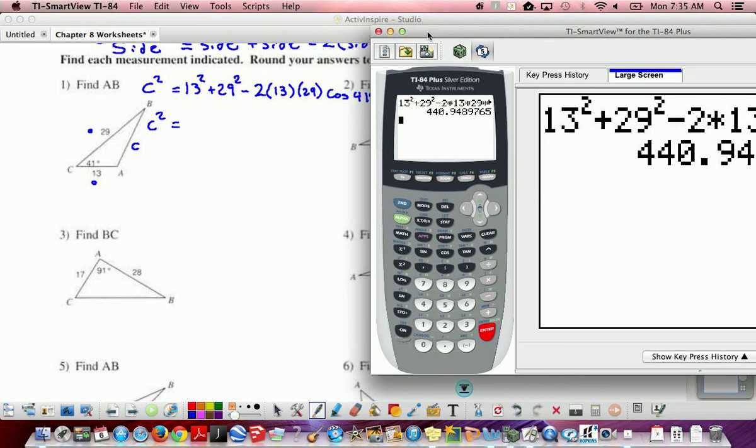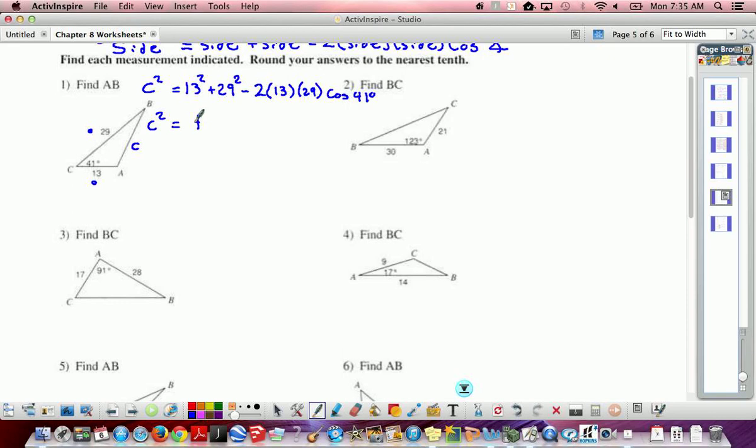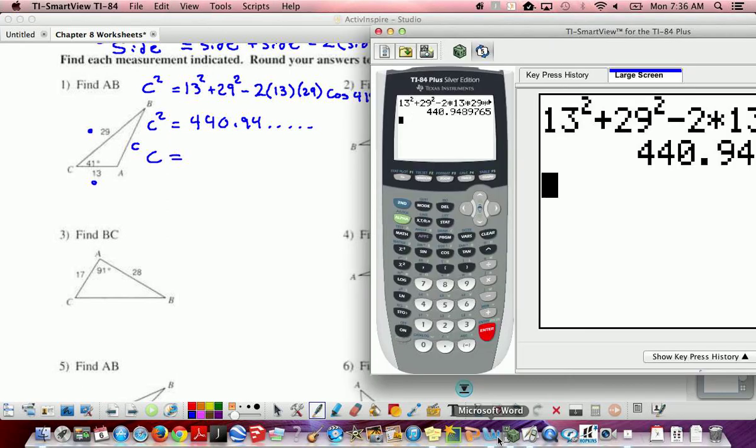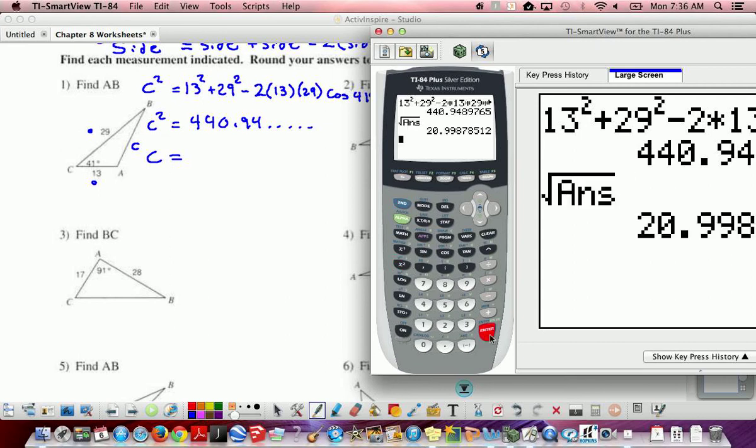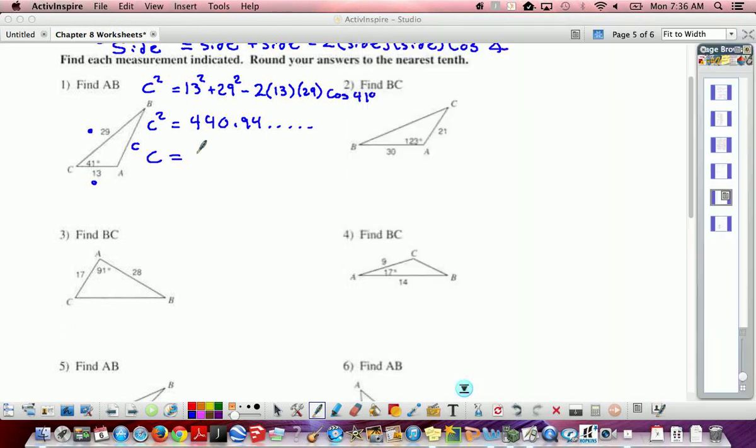So I'm just going to jot that down real quick, 440.94 dot dot dot. If I take the square root of that, as you'll see here on my calculator, my answer, rounded to the nearest tenth, 20.99 rounds to 21.0. And that's it for number 1.